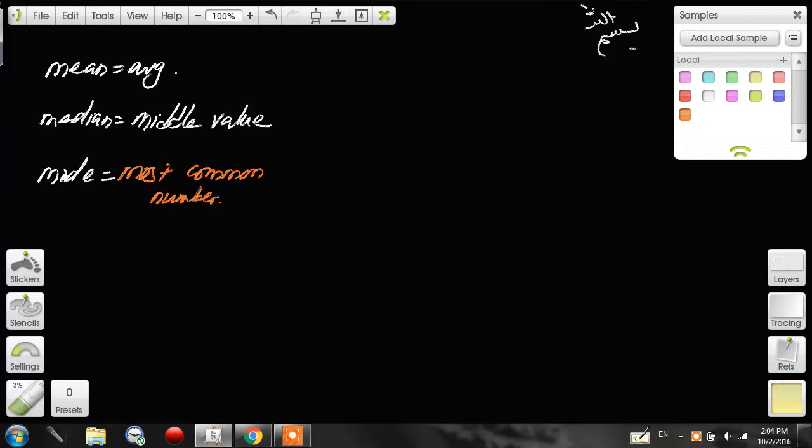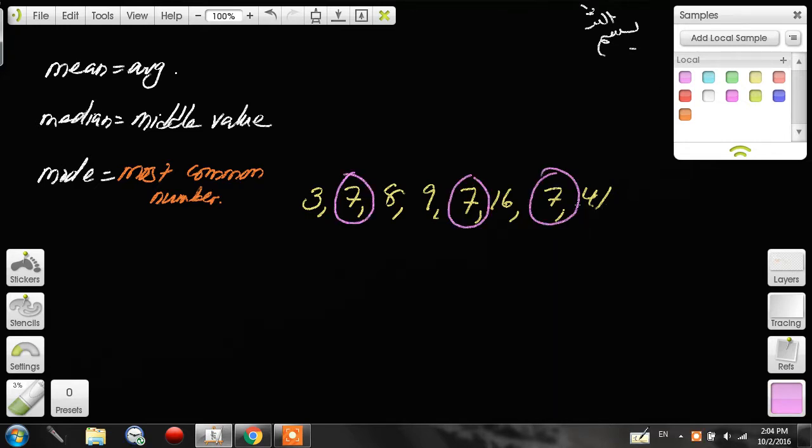For example, here's a set of information, okay? 3, 7, 8, 9, 7, 16, 7, and 41. Well, here's a whole bunch of numbers, but you notice that 7 occurs like 3 times. It seems to be like a popular number, right? That's the most common value that repeats. Okay, so that's the mode, right? You follow? Now the mode is an interesting phenomenon. It's like the most common number.